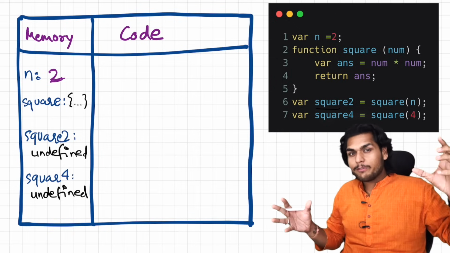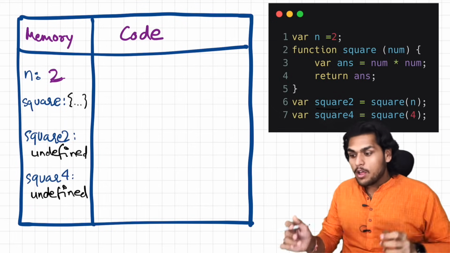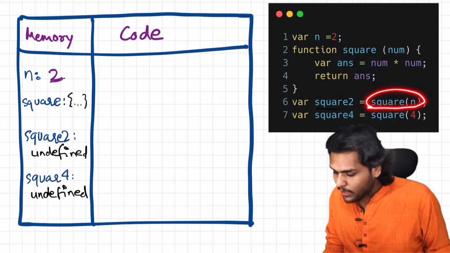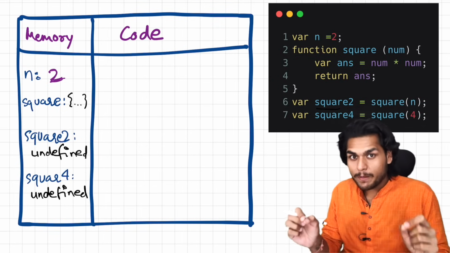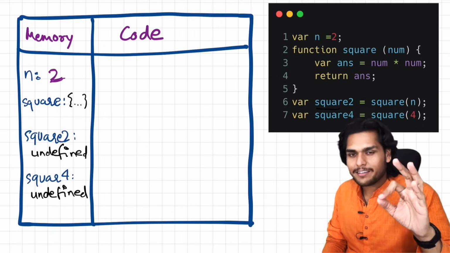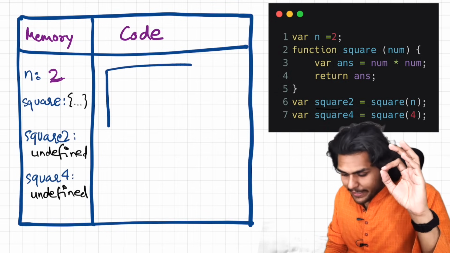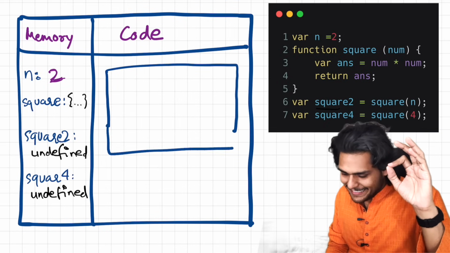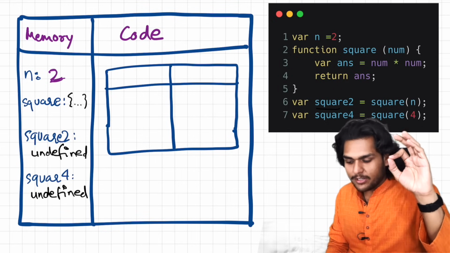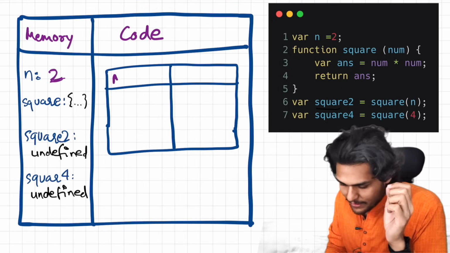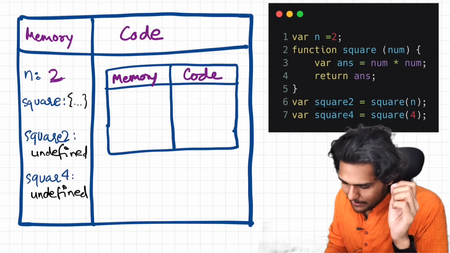Remember, this whole program we were running was inside the global execution context. Now when you invoke a function, a brand new execution context is created. Okay, so let us see, this is going to be interesting. Just keep following. So here a brand new execution context is created inside this. And this execution context again has two components, the memory component and the code component.